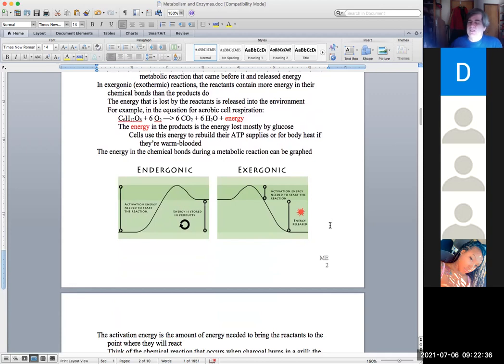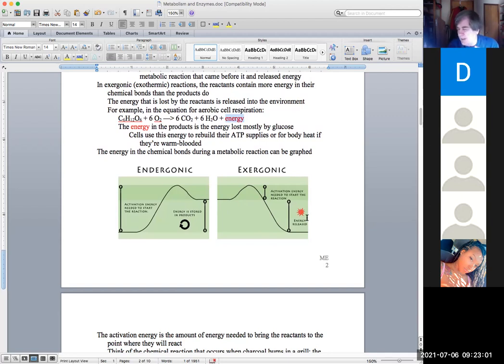This represents the free energy in our equation, but this time this is the free energy in the products. This is how much energy is being given off, how much light and heat burning that glucose generates. And notice again, we don't go straight from the reactants to the products. We have to get over a little bit of a hump.